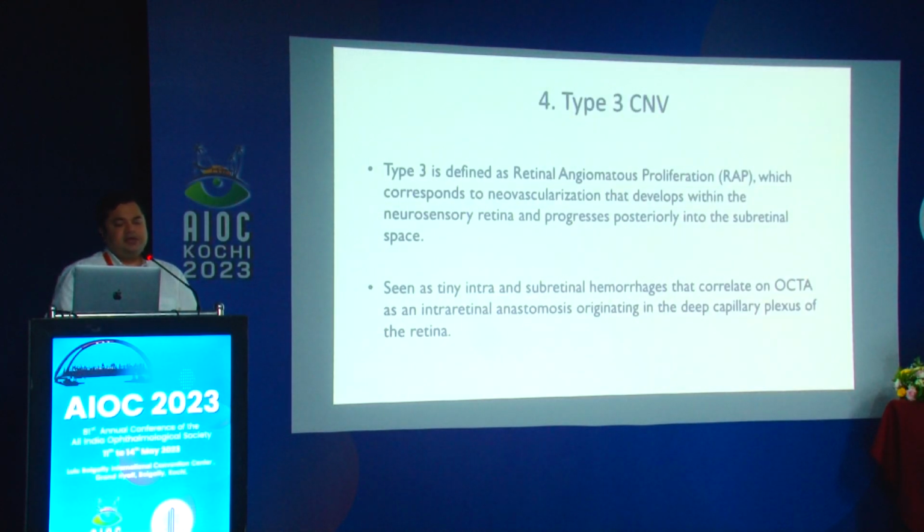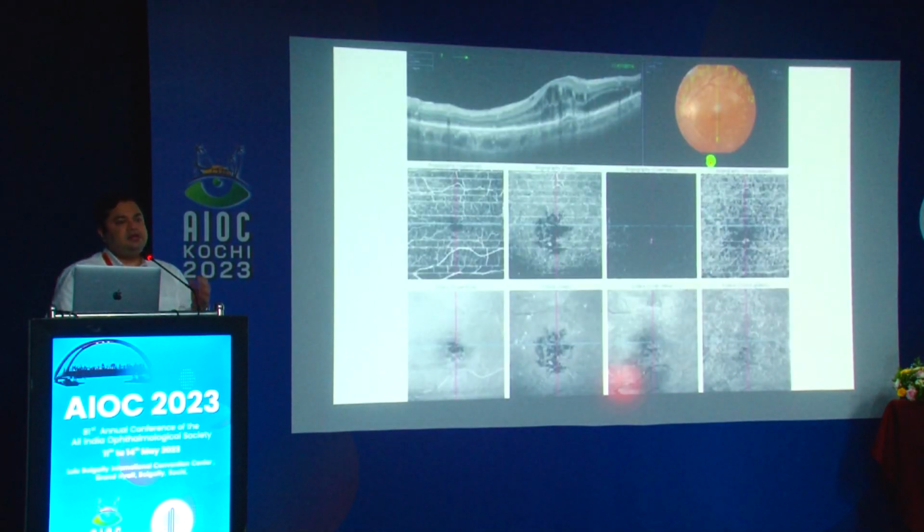The last component here is a type 3 CNV, that is the RAP lesion. Clinically, it's a diagnosis where you see a few hemorrhages, and these tiny intraretinal and subretinal hemorrhages correlate to the OCT angio in the deep inner retinal layer. So the net present in the deep inner retinal layer points us towards a diagnosis of a RAP lesion.